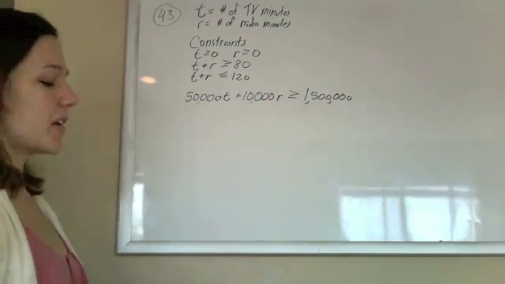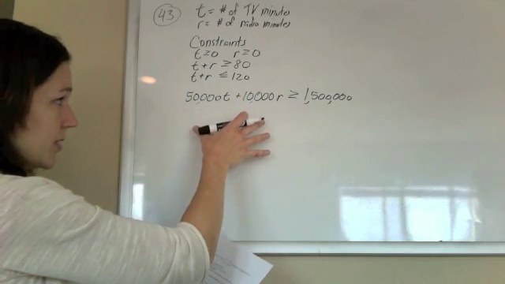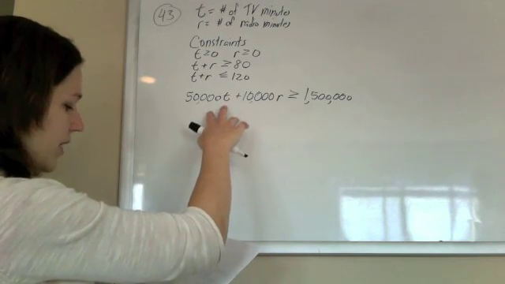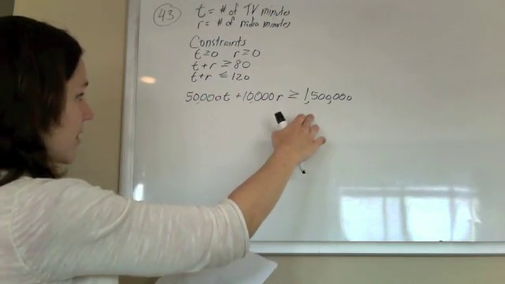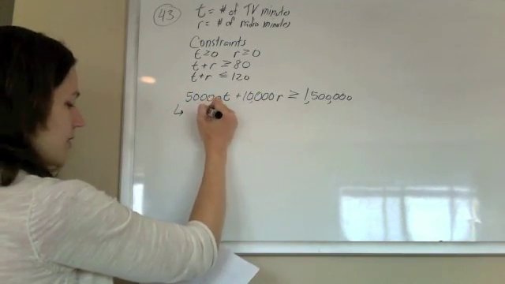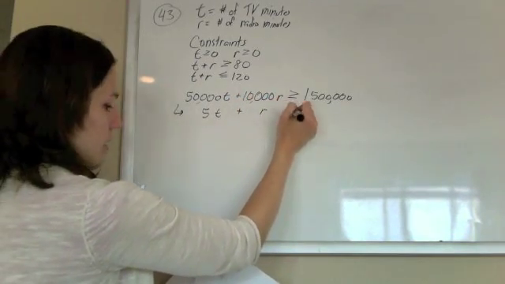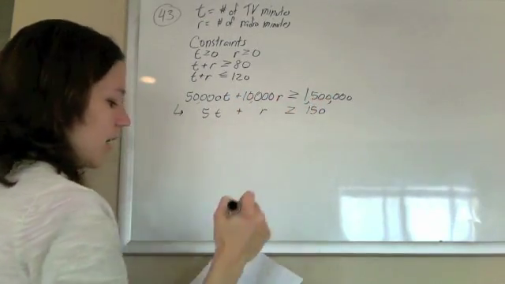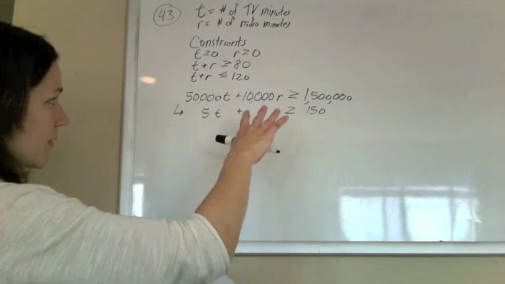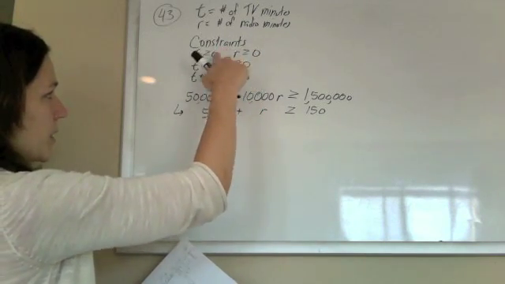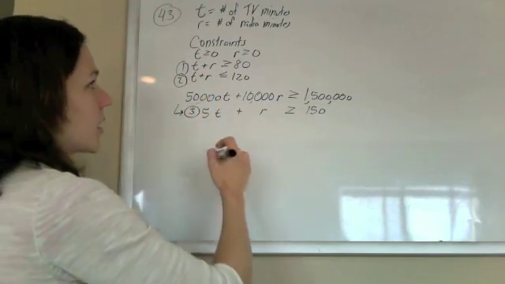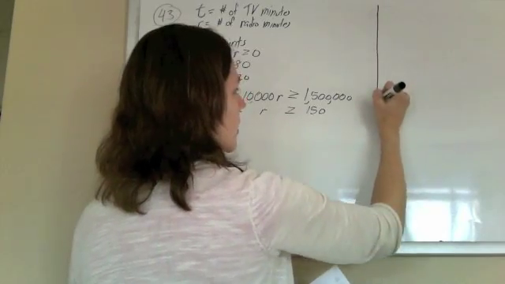Yay. So those are all my constraints. I want to clean this bottom one up a bit. I'm just going to divide the whole thing. If I divide every single piece by 10,000, I'll get that this is just 5t plus r is greater than or equal to 150, and that's much nicer to look at. So now I want to graph all this. This is going to put me in my first quadrant. This will be my first line, my second line, and my third line. So I'm going to graph them over here.